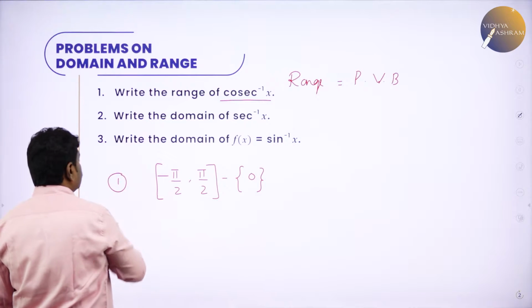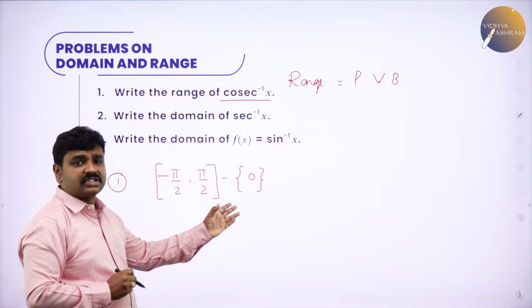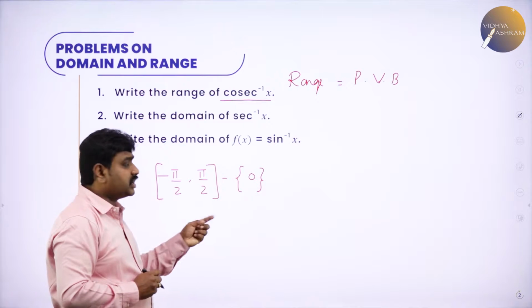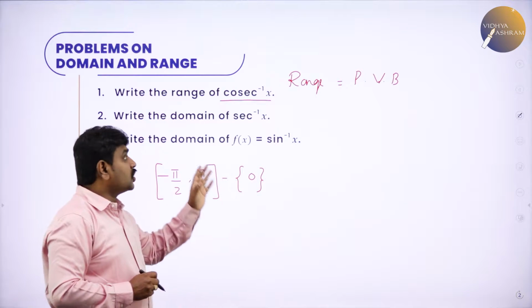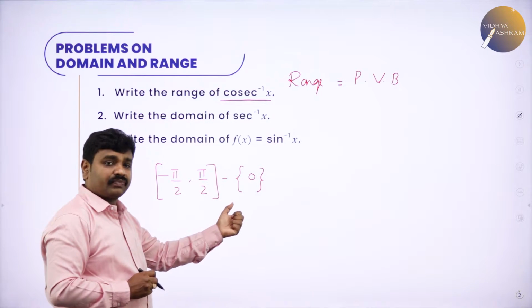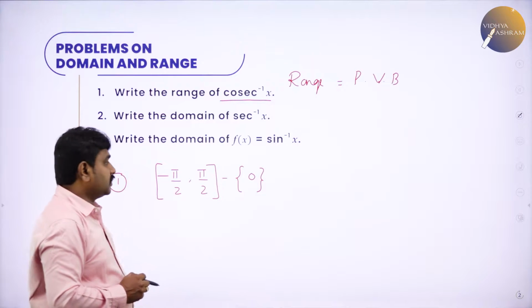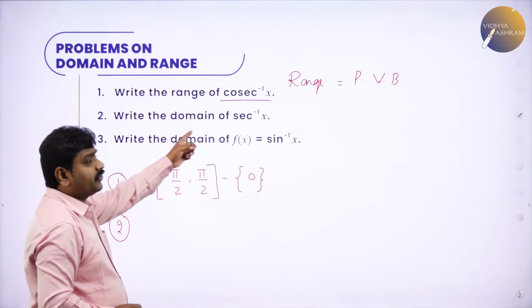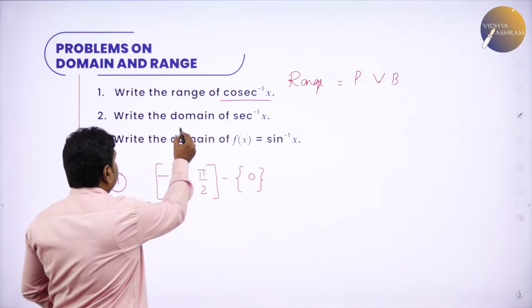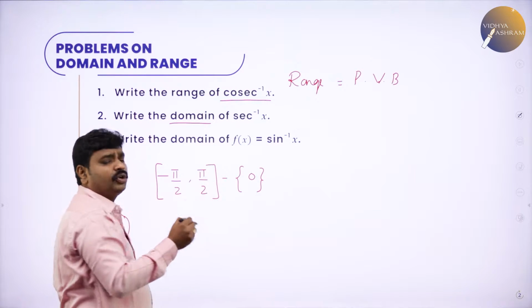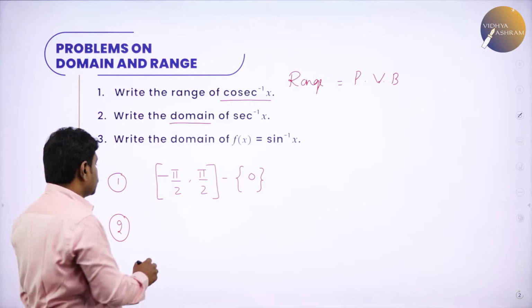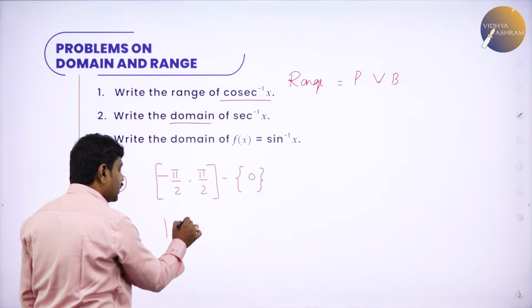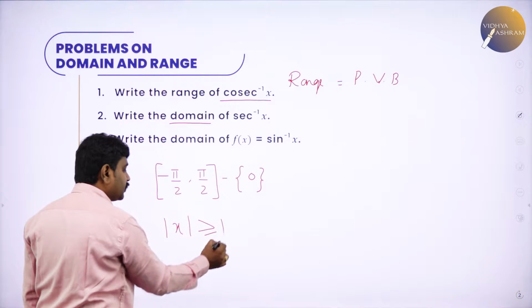So now we answered the first question. What is the range of cosecant inverse x? Minus 90 to 90 closed interval other than 0, because cosecant inverse x is not defined at 0. Remaining all other values. Then second question, domain of secant inverse x. First question they want range, second question domain. Domain means possible values of x. So domain of secant inverse x is mod x greater than or equal to 1.